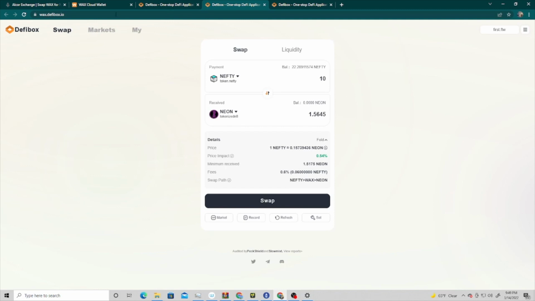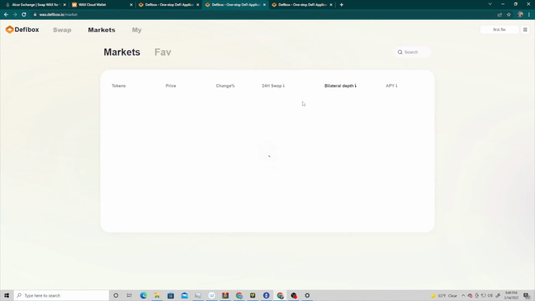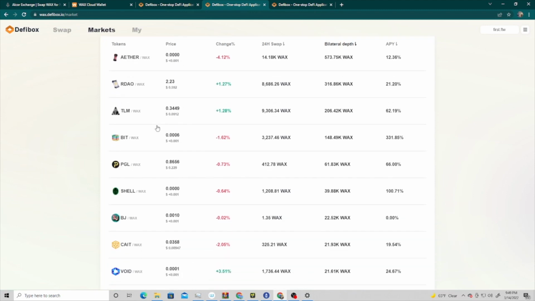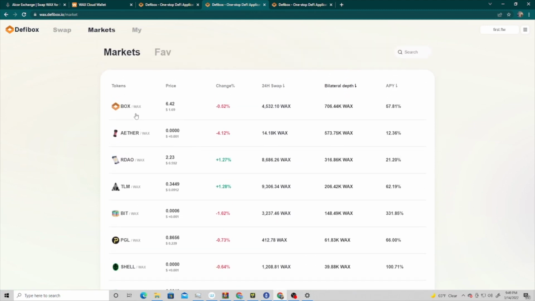The other thing here is when we click on the market tab, we can see all the different assets and what pool they're supplied to. Most of this stuff is going to be paired with Wax, if not all of it. So you have Box Wax, Aether Wax, RDAO Wax, and they're in this order based on how much liquidity is available in those pools. So here you can see the deepest liquidity on this platform has about 706,000 Wax in bilateral depth. Bilateral depth means that's the Wax value of both the Wax and the Box side of that pool.